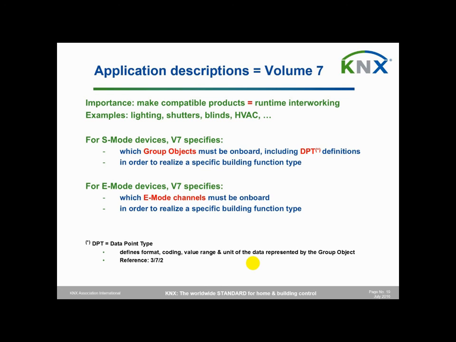However, here we find the description of how it needs to be set up. So lighting shall be set up in such and such a way, a shutter or blinds function, whatever, in such and such a way. So it is really very clearly explained how to set up all these specific functions. So you cannot just invent your own building function, so to say. You have to follow what is in this volume 7. Otherwise, the runtime interworking is not guaranteed, which means that if the runtime interworking is not guaranteed, your product will not be certified.